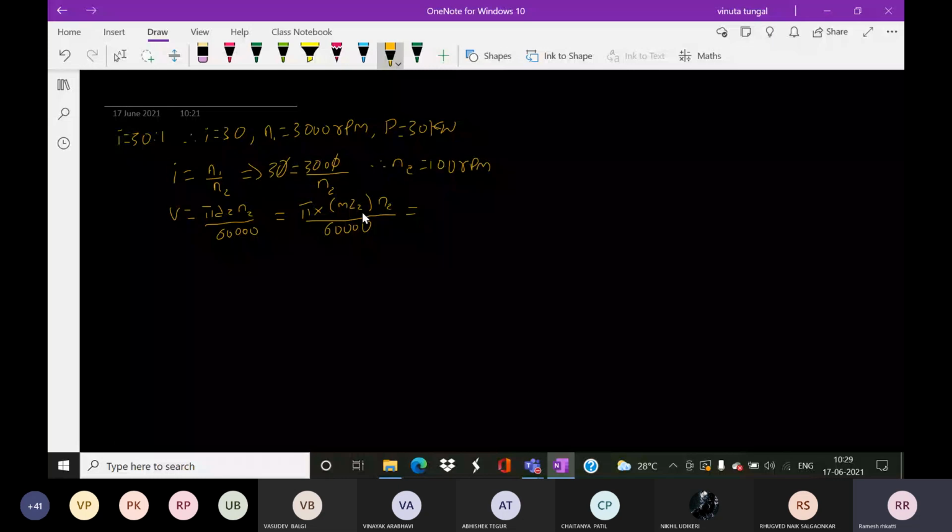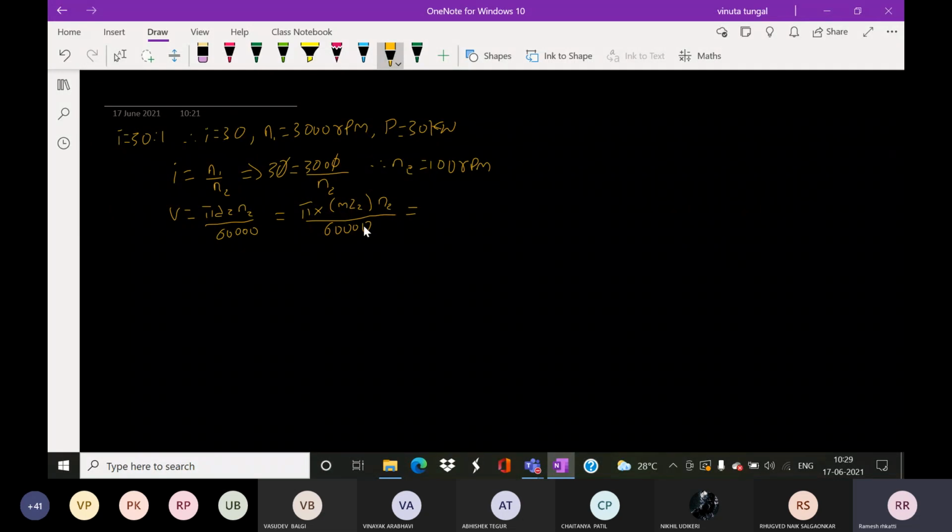Substitute the value of Z2. Z2 is 30. N2 is 3000. Substitute the values and you will get the V. In this, M is unknown, module is unknown.